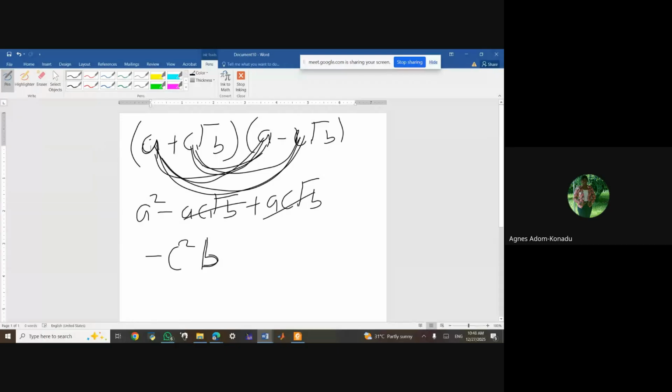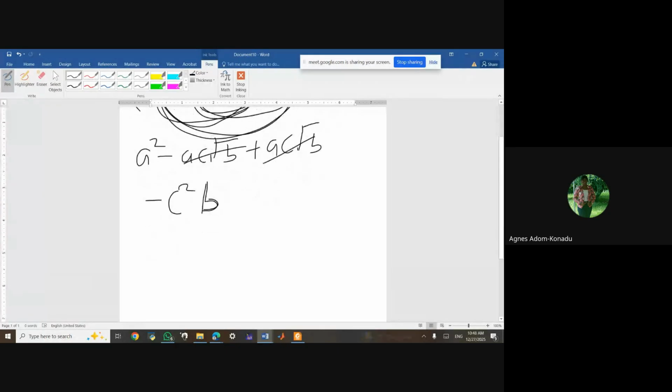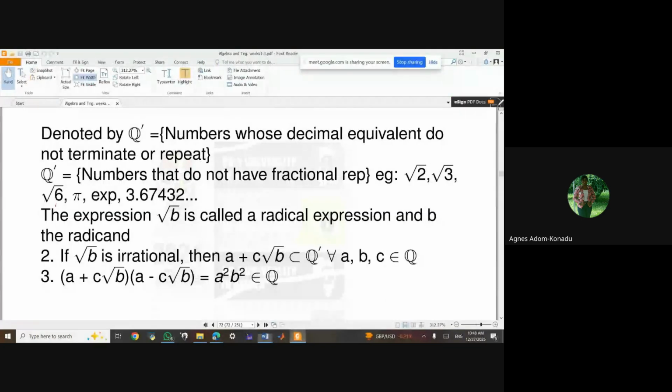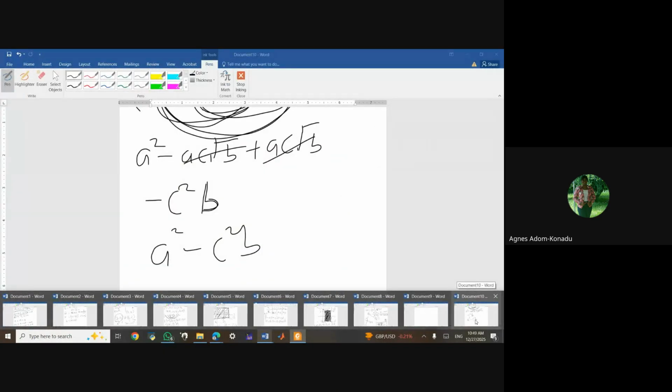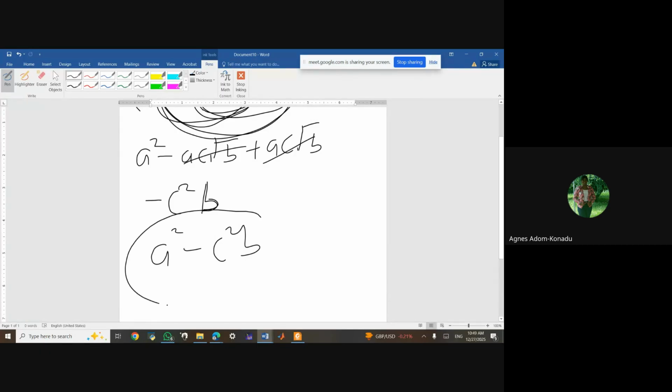So this goes with this. Then I'm going to get a squared minus c squared b. So I think that there's a mistake somewhere here. And we can see that this is a rational number. It's a rational number, right? So this will give me a rational number.